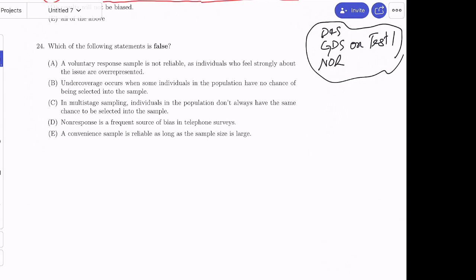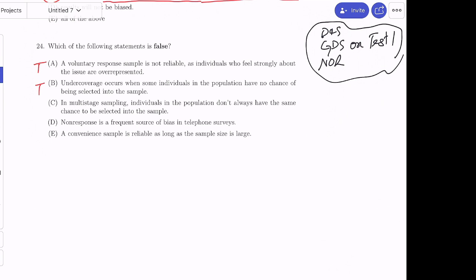Which of the following statements is false? A voluntary response sample is not reliable as individuals who feel strongly about the issue are overrepresented. This is actually true. Undercoverage occurs when some individuals in the population have no chance of being selected into the sample. True. In multi-stage sampling, individuals in the population don't always have the same chance to be selected into the sample.